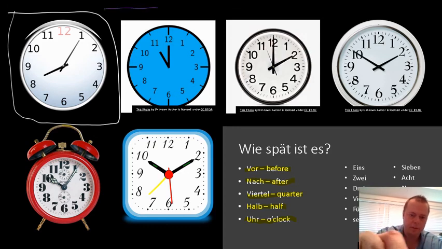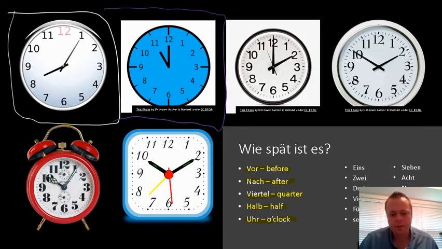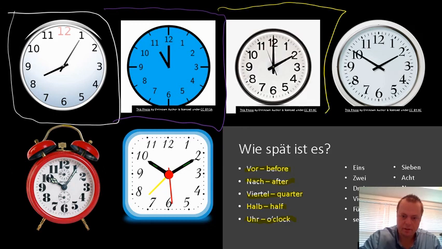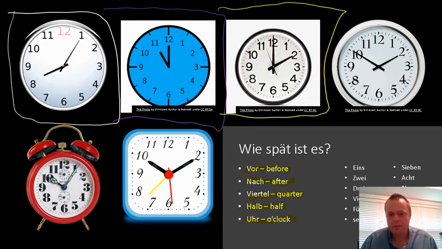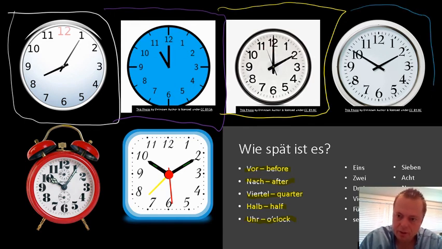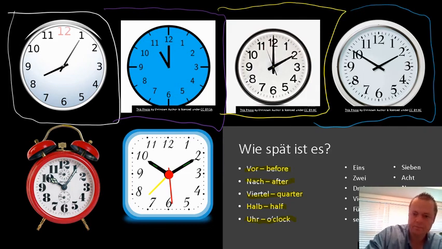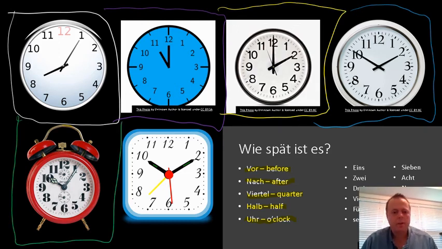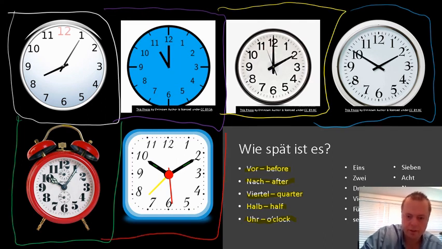Okay, next one. We got this one here. Klasse. Wie spät ist es? All right, this next one. Wie spät ist es? Okay, number 4. Wie spät ist es? Okay. Number 5. Wie spät ist es? And lastly, number 6. Wie spät ist es?